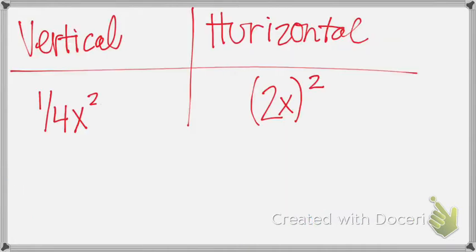All right, so look at the vertical. It's all what? It's not in parentheses, it's all together. Okay? Horizontal has what? Parentheses. It's got parentheses.